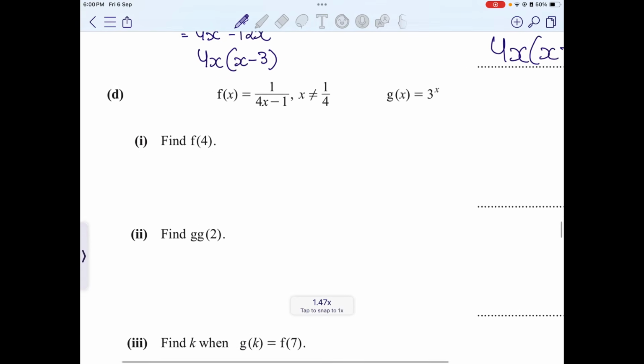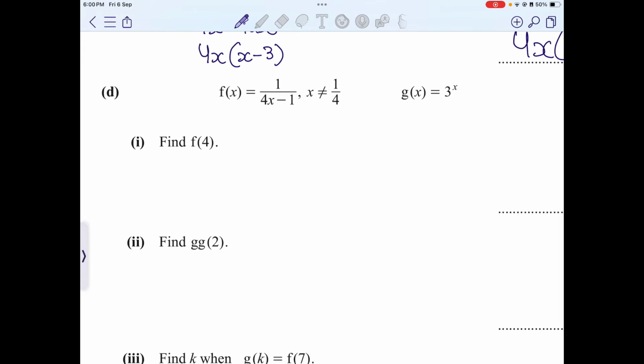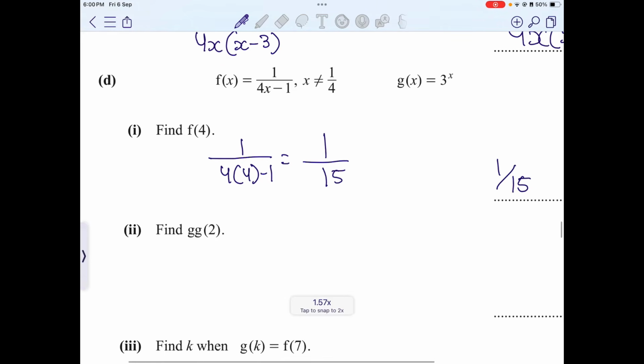Next up, it says find f of 4. When I want to find f of 4, I would basically take this function and replace the value of x with 4. So 1 over 4 times 4 minus 1. That's going to give you 1 over 15. Alright. Now it says find g squared of 2.